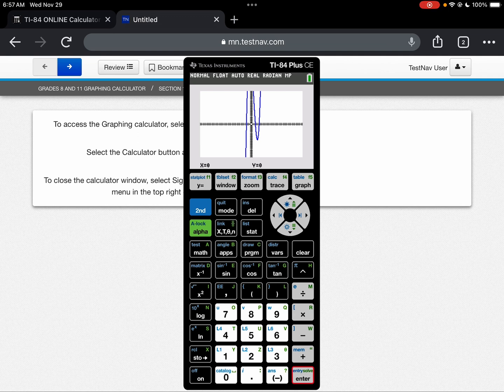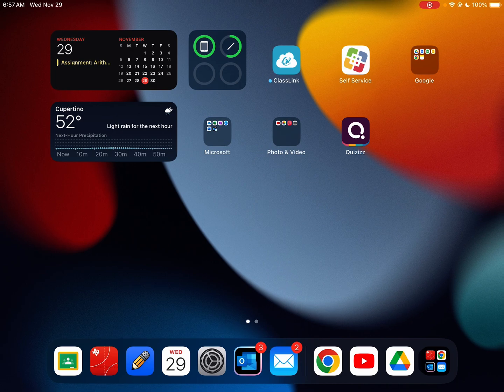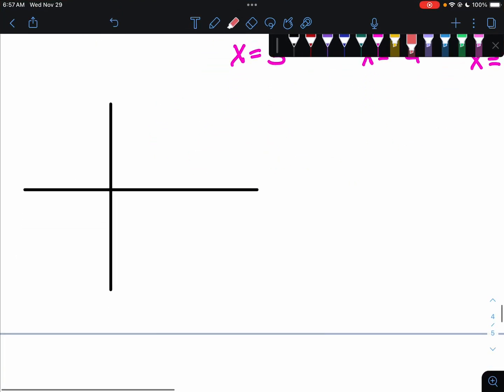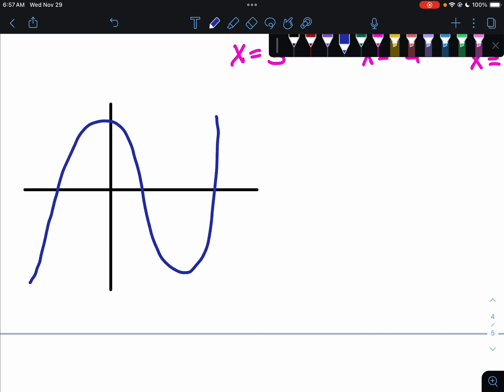But again, the most efficient way might be to change the window settings. But again, you're just going to have to make sure you are comfortable pressing buttons on the calculator. But all I need is the general shape. So it looks like it's starting down on the left side, and it's going up and then back down. So I can sketch a rough sketch of what that looks like in our notes. So it looks like something like this, this to this. It doesn't have to be perfect, but something like that.